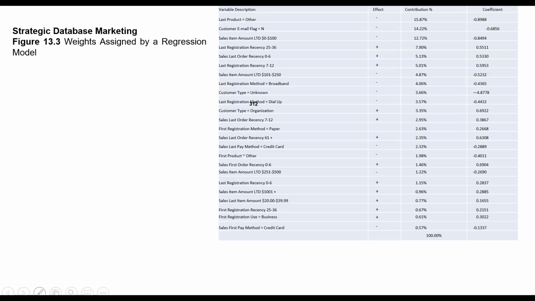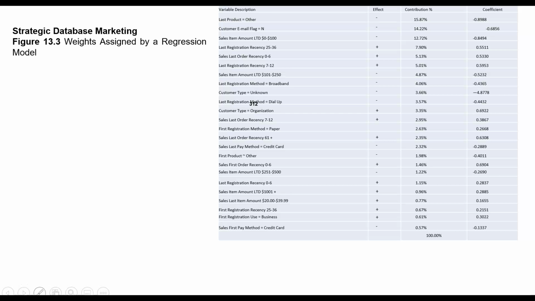Okay, so this says, for instance, let's see, sales item amount, $0 to $100. It's a negative 12.72%. Last registration recencies, positive, so 7.9%. So these are listed in order of percentage, or in order of the magnitude of their contribution to responding to the promotion.